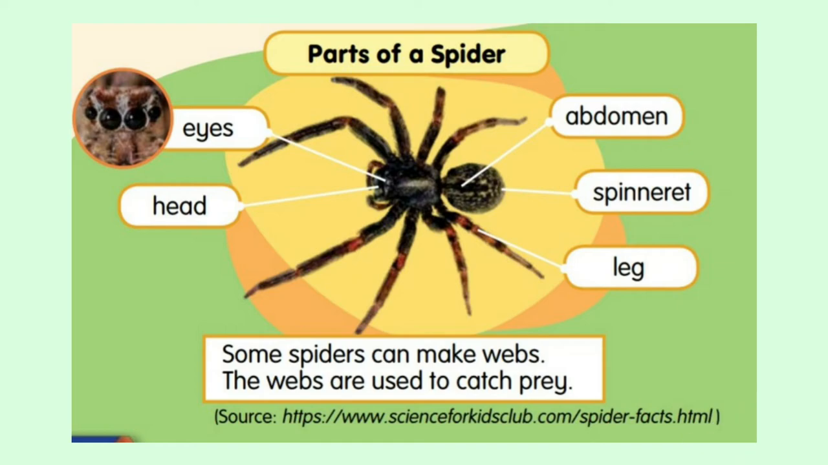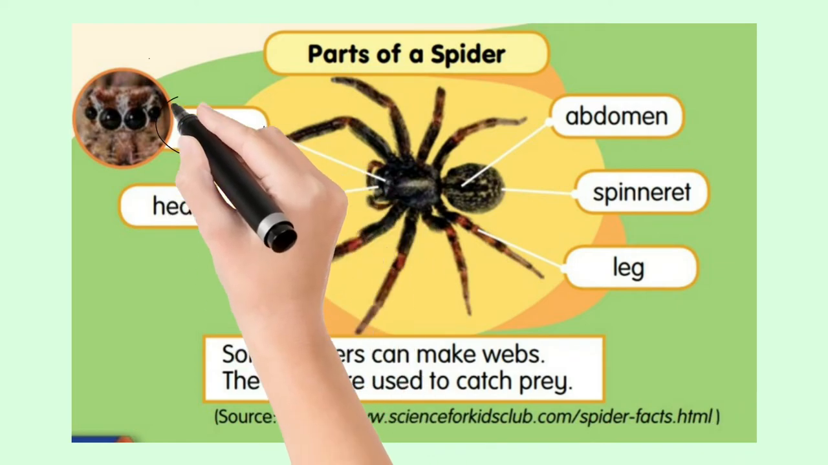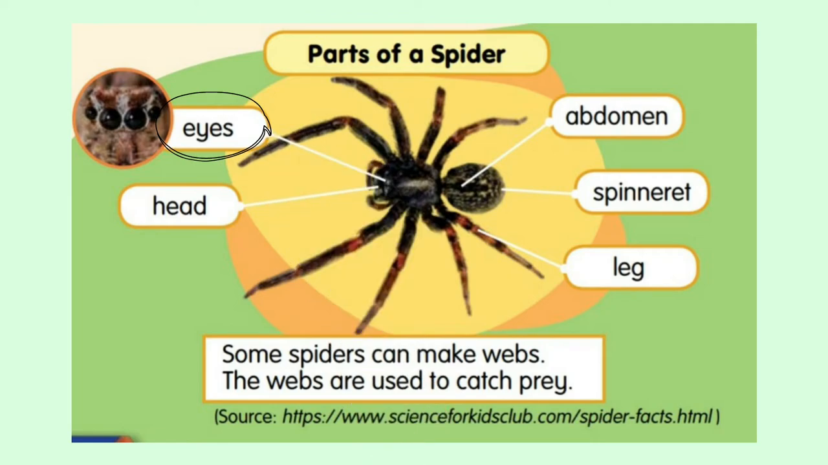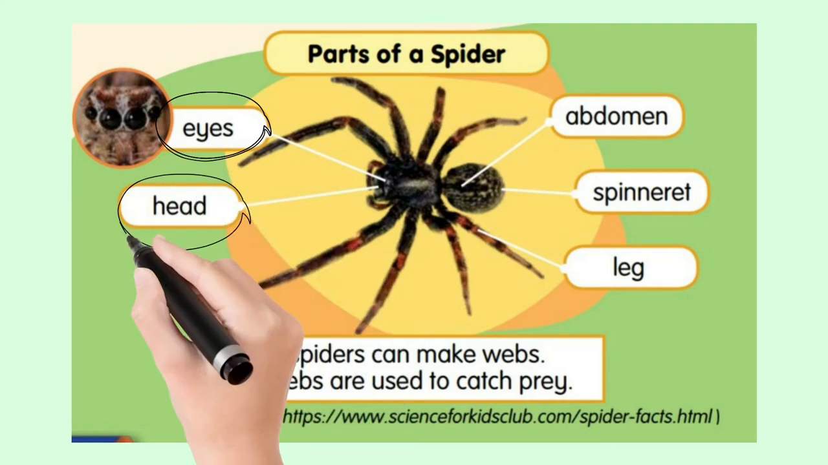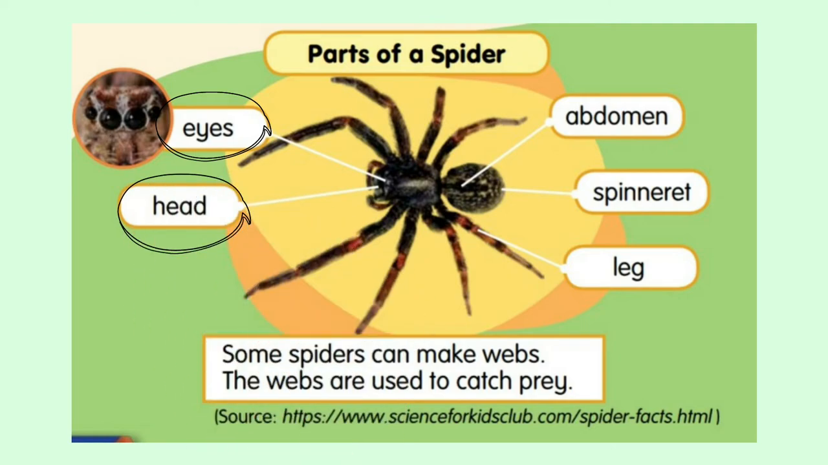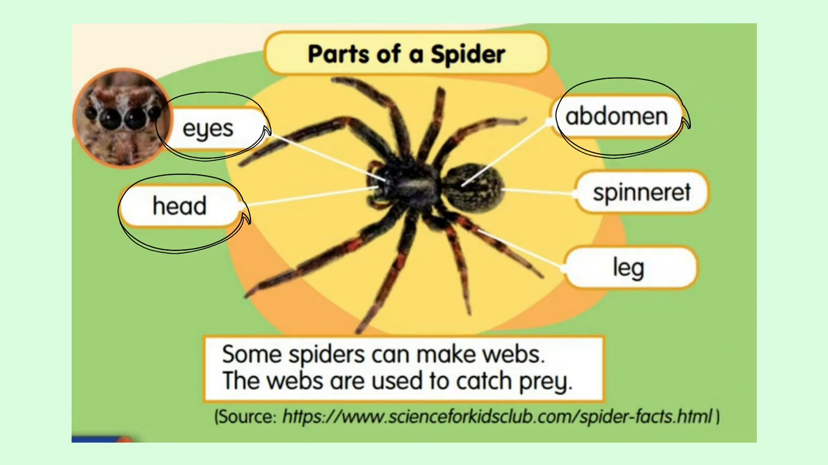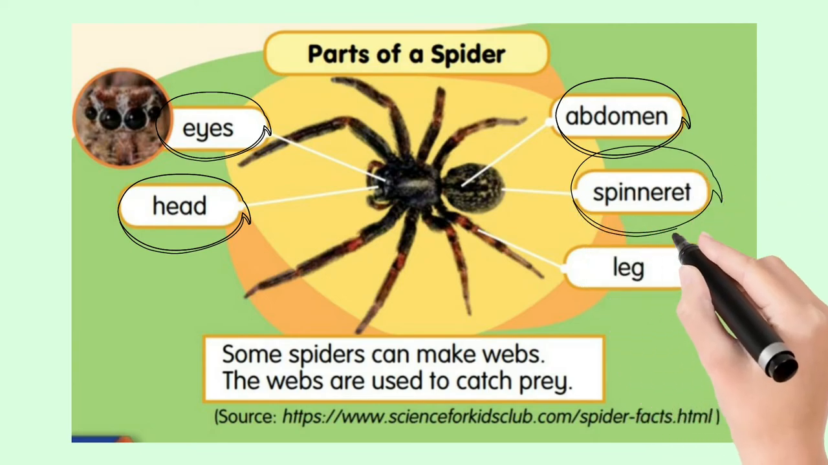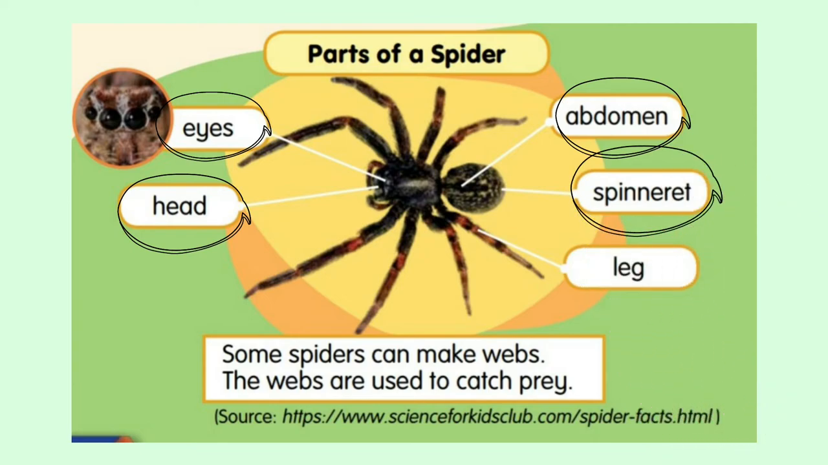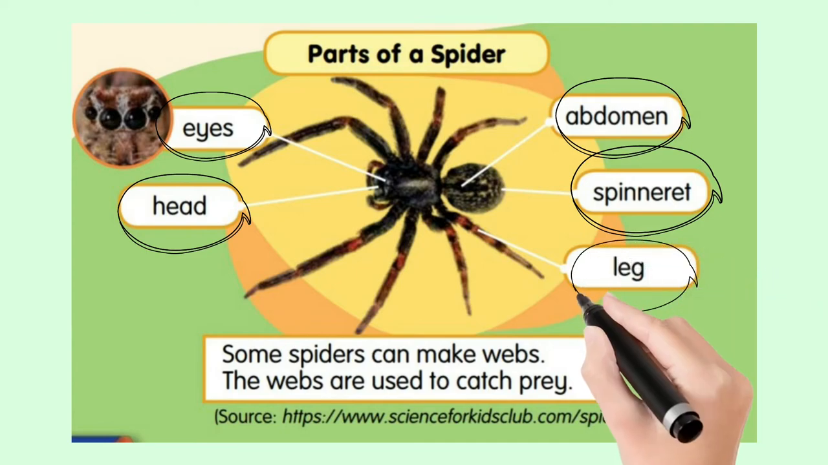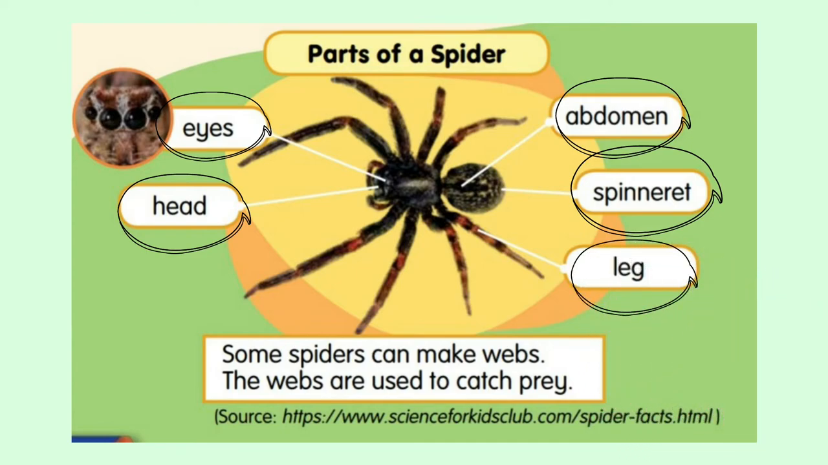Alright, next we check on the parts of a spider. Number one, those are the eyes. It also has a head. The middle part is the abdomen. The lower part is the spinneret. And that is the leg. Some spiders can make webs. The webs are used to catch prey.